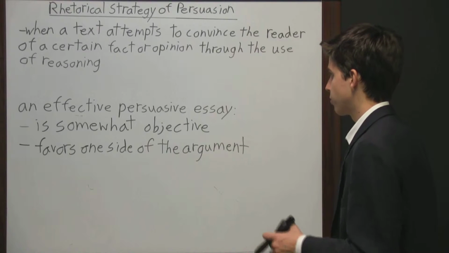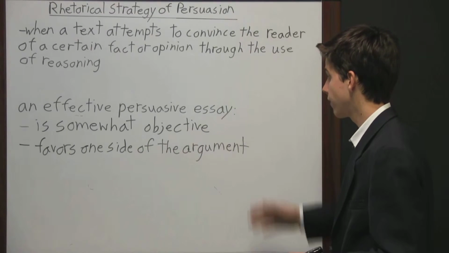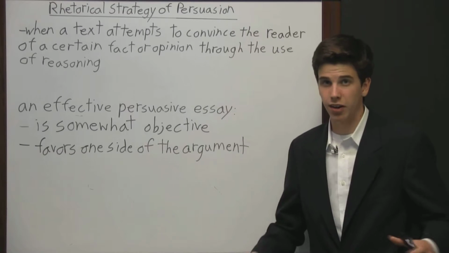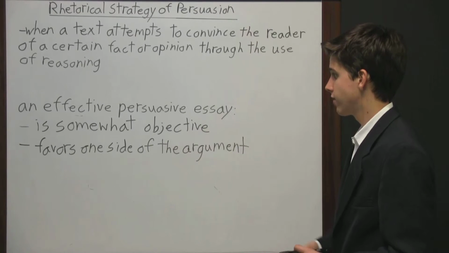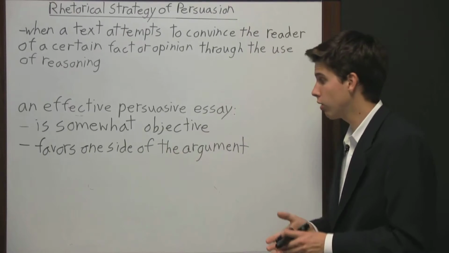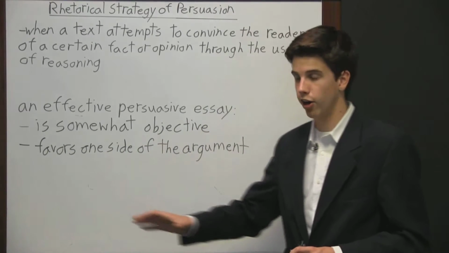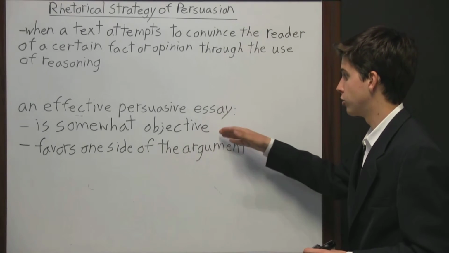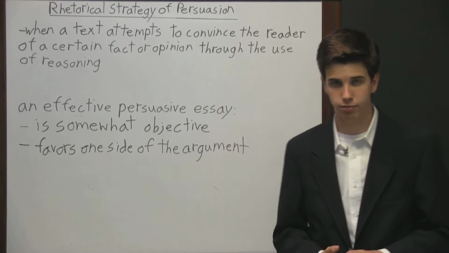Now, in order to be a persuasive essay, however, the essay cannot be totally objective. It has to favor one side of the argument. Now, an informational essay could be totally objective, but in order to be a persuasive essay, the writer does need to favor one side of the argument. And there's nothing wrong with that. There's nothing wrong with the writer trying to push one side of the argument. It's just important that they're objective enough that they get some trust with the reader.